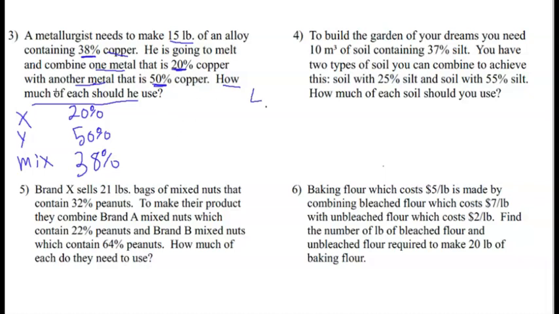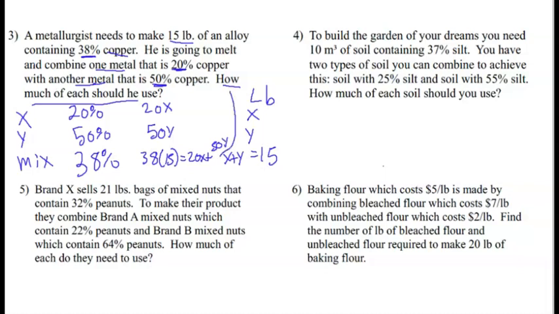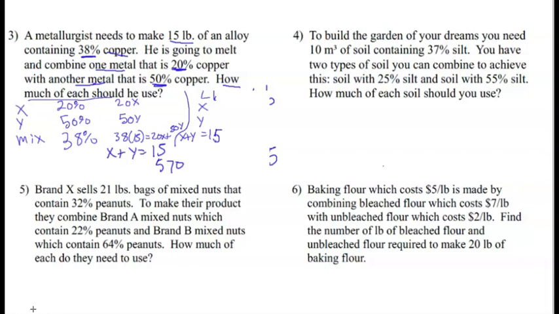For the pounds, we have X amount of pounds for the first metal, Y amount of pounds for the second metal, and the third metal is going to be 15. We do know that X plus Y would equal 15. So we have 20X and 50Y. If you combine those, you would get 38 times 15. So we'll go ahead and set this up as a system of two equations. So we have X plus Y equals 15 and 20X plus 50Y equals 570.